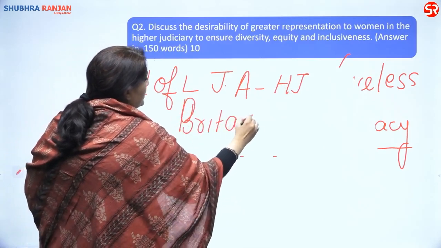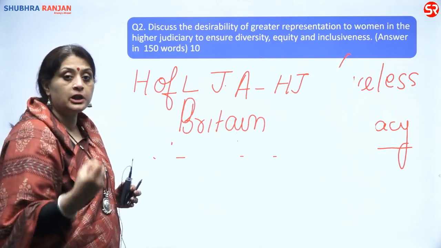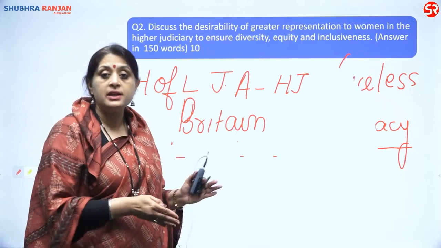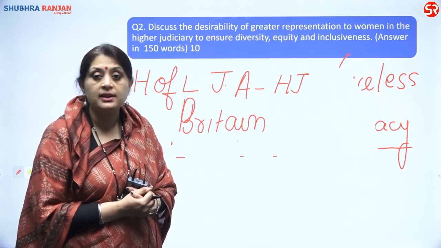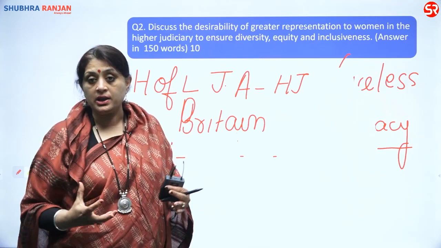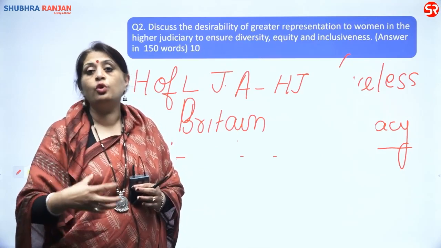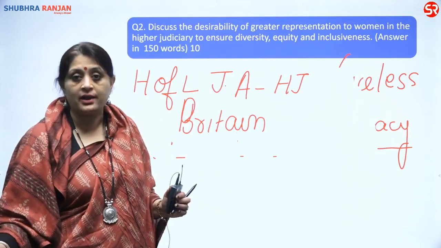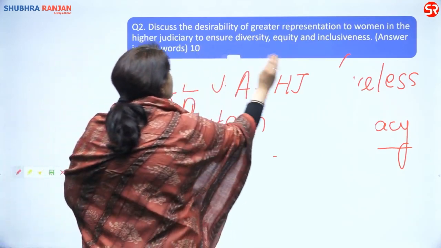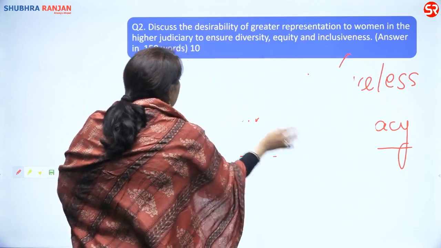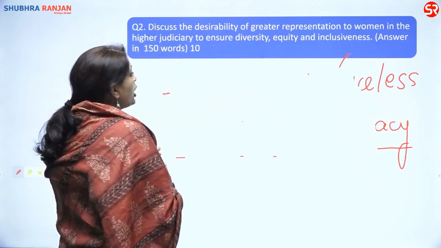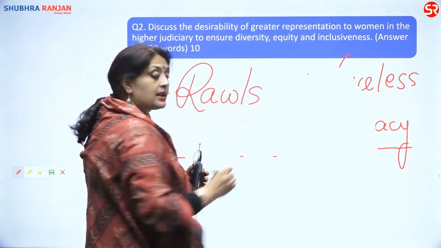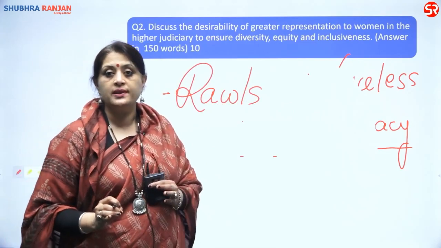It has also held that in order to develop the confidence, the faith, it is very essential that higher judiciary has to be representative, and while appointing the judges, we have to go for bringing the people from different sections of the society. And if you are the students of political science or you have studied ethics, John Rawls has established that justice is the first virtue of the social system.